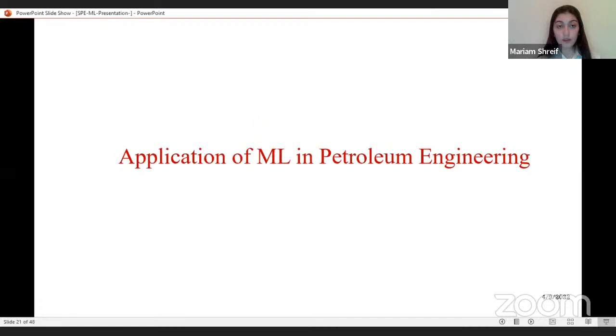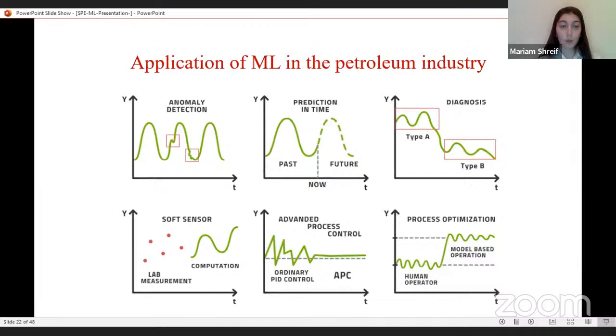So we have various applications of machine learning in petroleum engineering. Machine learning can help optimize and solve various problems in the industry. Here are six main areas where machine learning can help the oil and gas industry.